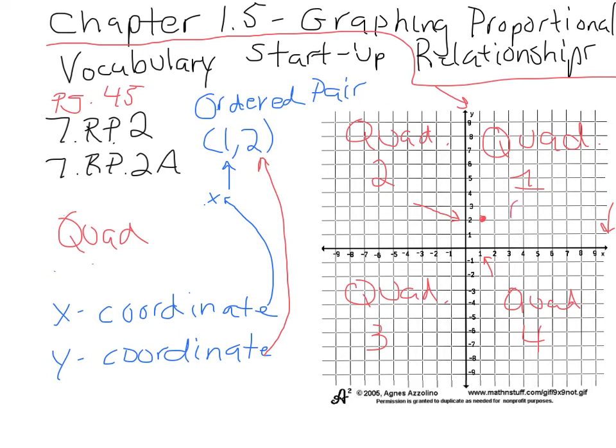Okay. In the first quadrant, we have positive values on the x-axis, positive values on the y-axis. In the second quadrant, we have negative values on the x, positive values on the y. Quadrant 3, we have negative values on the x-axis, negative values on the y-axis. And finally, quadrant 4, we have positive values on the x-axis and negative values on the y-axis. Okay, that is a lot of vocabulary there. I didn't write down the definitions. You can do that if you want from page 45. Or you can draw pictures, kind of like I did. All right.